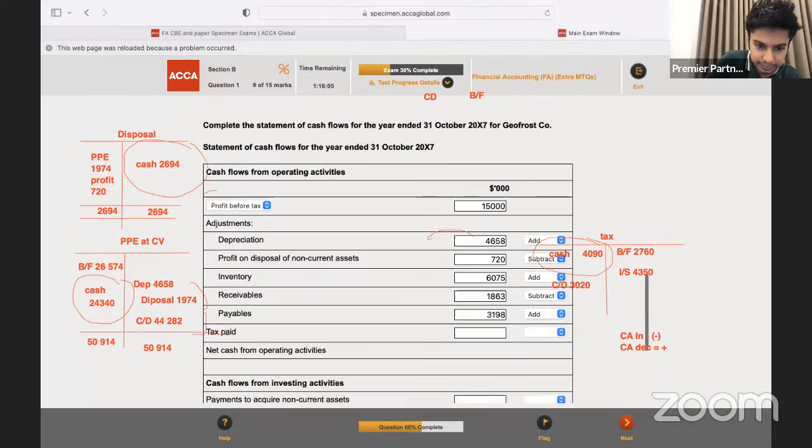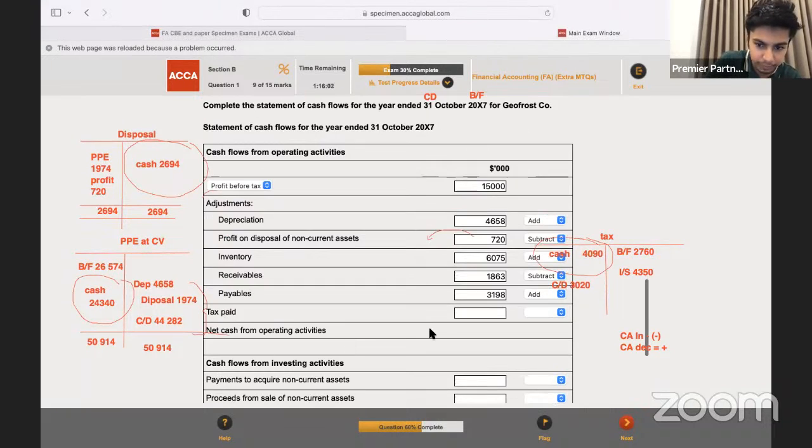So normally, guys, tax is something that comes here, operating activity, right? Mark this one, guys, 4090. Now, guys, see, this is tax paid. Paid means cash outflow. Money goes out. So therefore, it has to be subtract. Okay. It will be cash outflow.